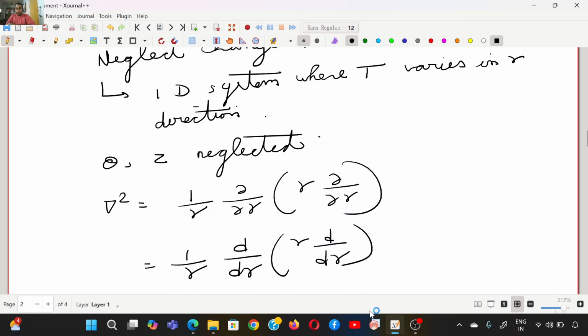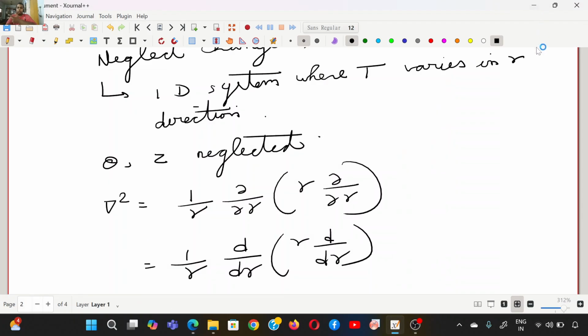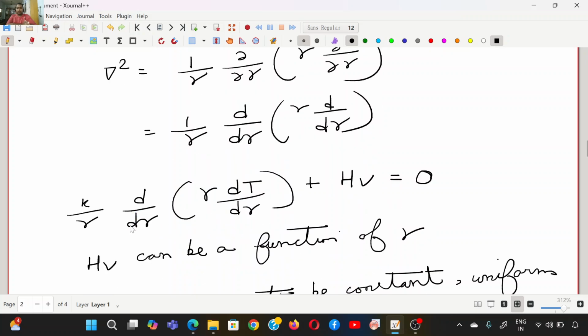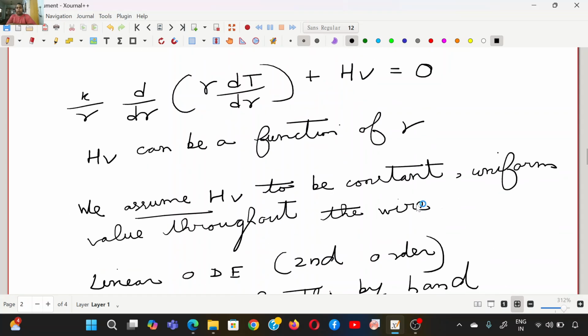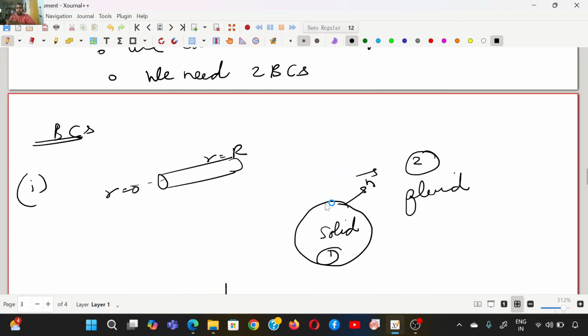So in the r direction, I just showed you Bird's Appendix B, the book that I shared on Google Drive. There you will get all the equations, equation of motion, equation of energy, or species transport, etc., in various coordinate systems like Cartesian, cylindrical, spherical. So from there you will see that del square is equal to this term, 1 by r dou by dou r of r dou by dou r. Okay, now you plug that in, so you will get k by r. Now since temperature is a function only of r, not of theta and z, it's just k by r d/dr of r dT by dr plus Hv is equal to 0. And Hv can again be a function of r, but I'm assuming Hv to be constant, uniform throughout the wire. So we need two boundary conditions because it's a second order equation. Okay.